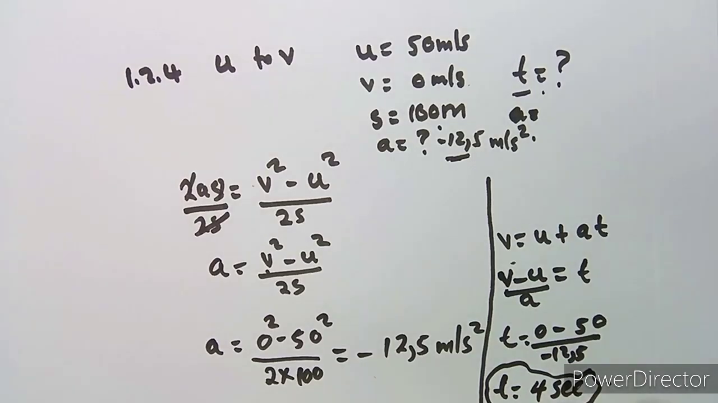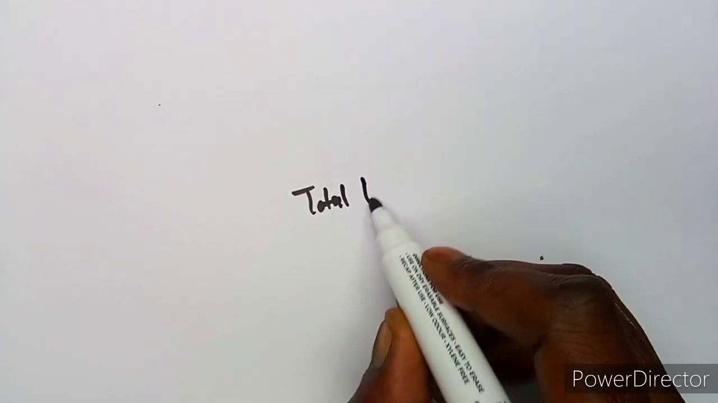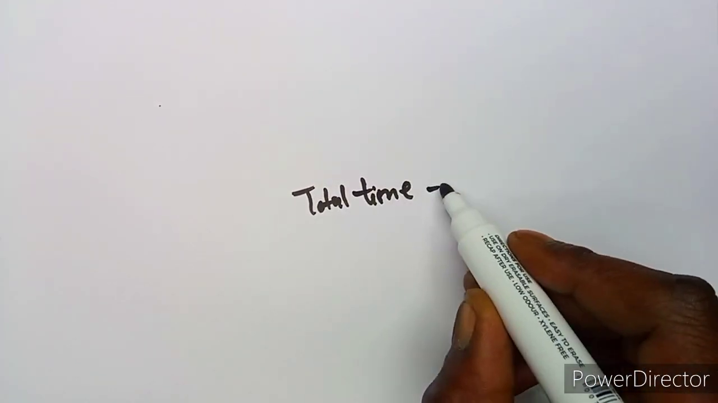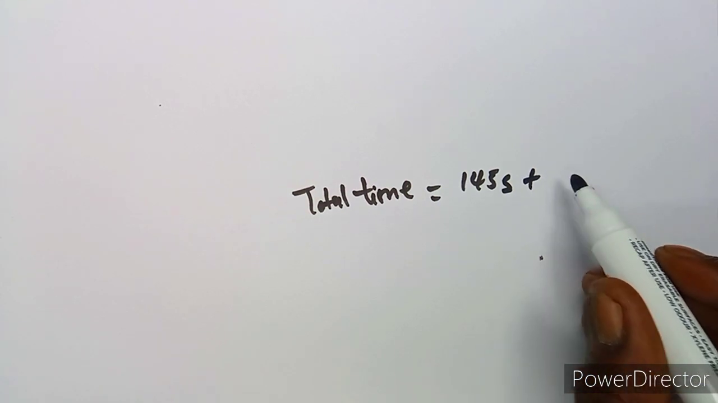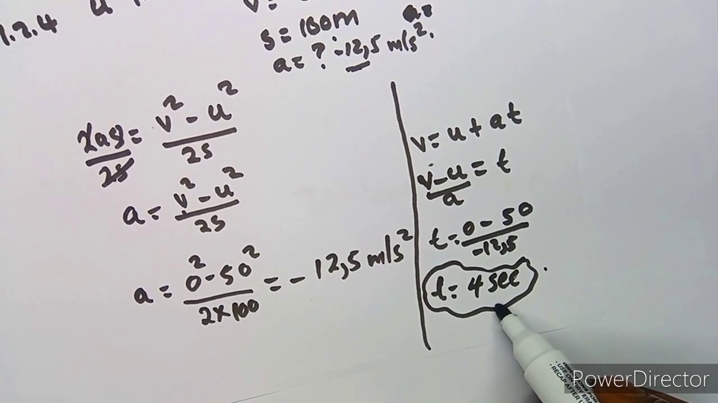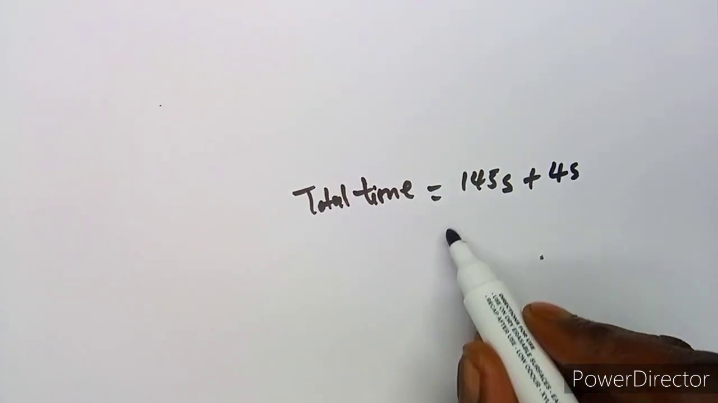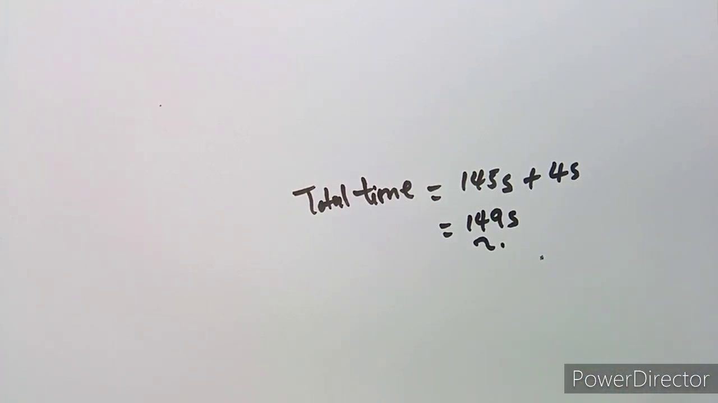So we are going to add these two. Total time is going to be 145 seconds, where we are at this point, plus the time that we obtained from U to V, which is 4 seconds. Adding that 4 seconds gives us 149 seconds. So that was our total time. Anyway guys, that's how they ask these questions.